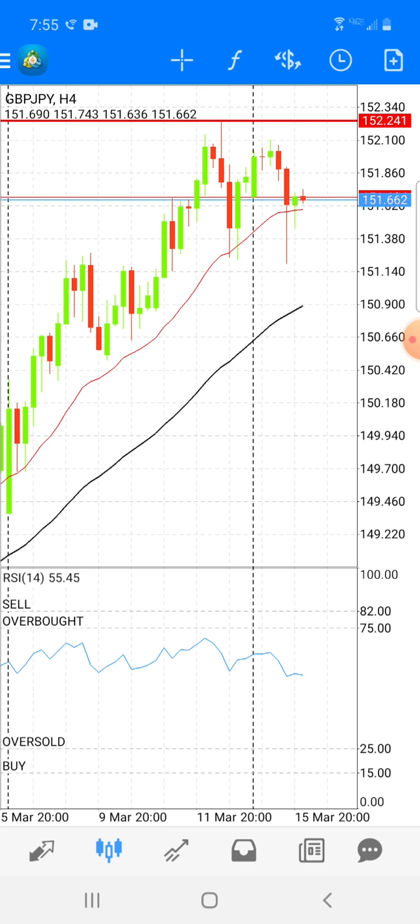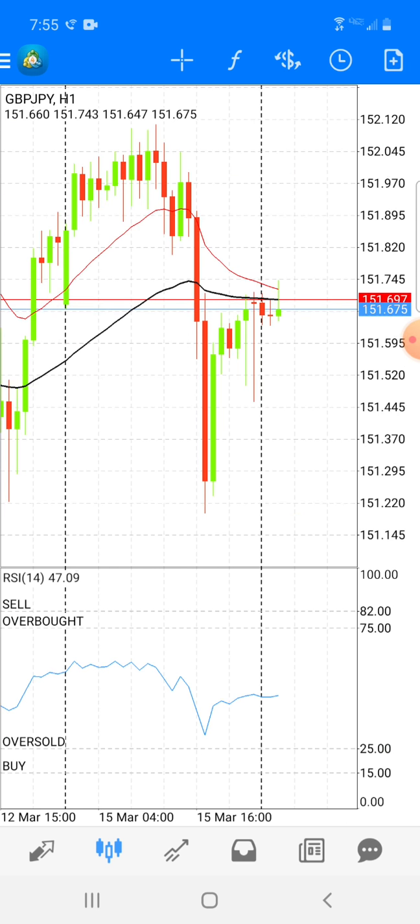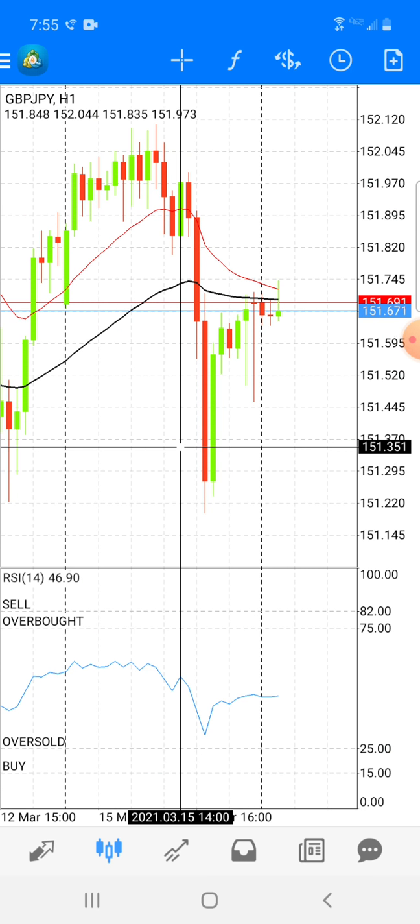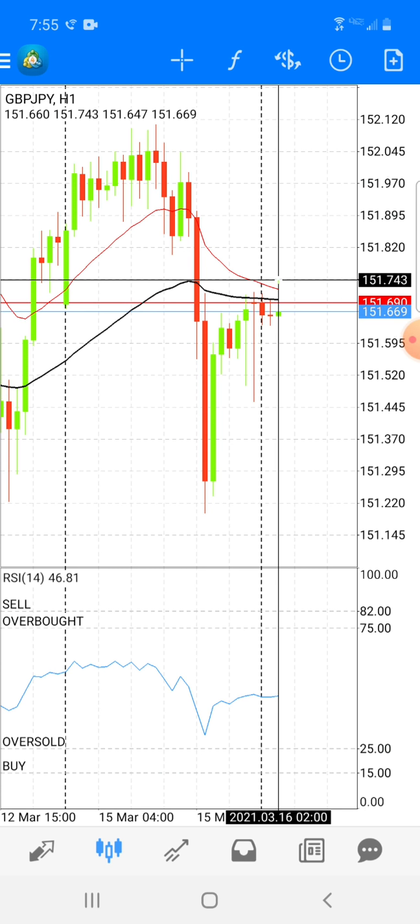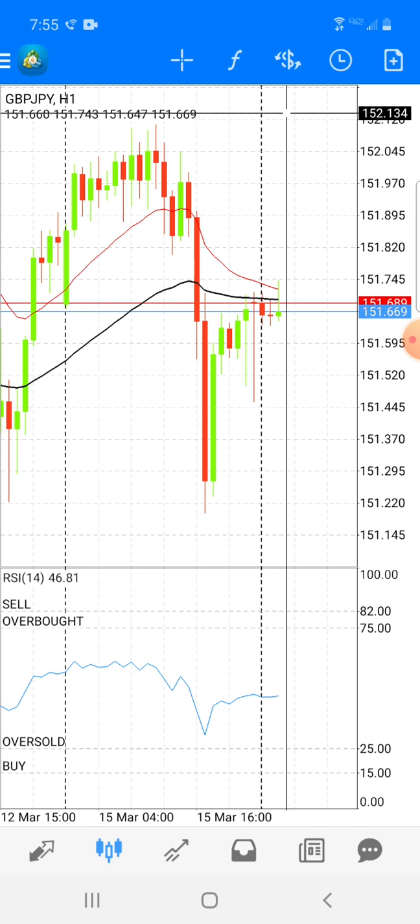It looks like it's really looking promising on GBP JPY. Like I said, I've been personally watching this, and this is one of my favorite pairs. Okay. So on H1, if it breaks this 20, we're buying to about right here. Okay.